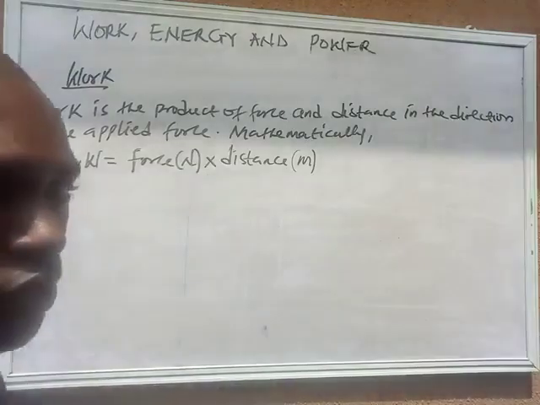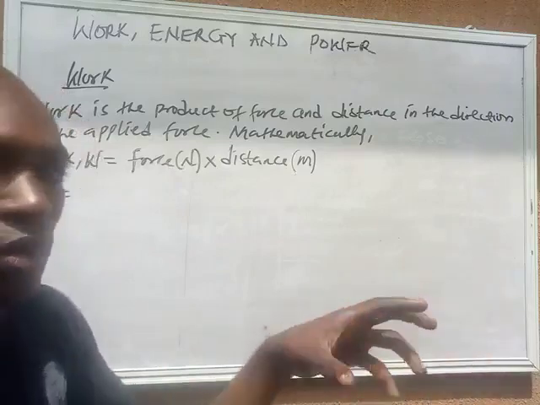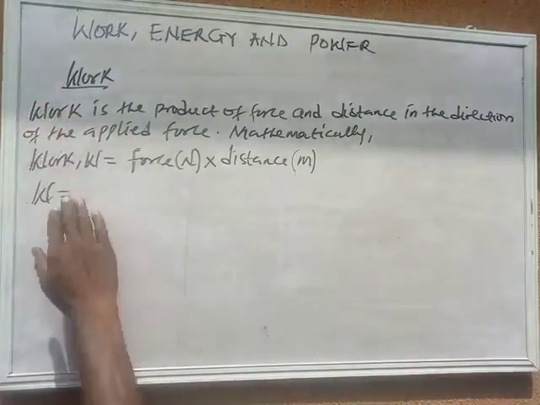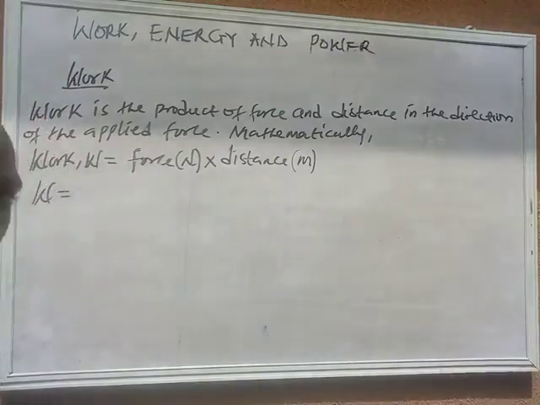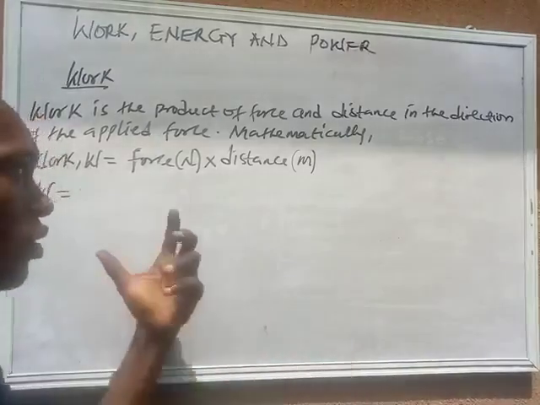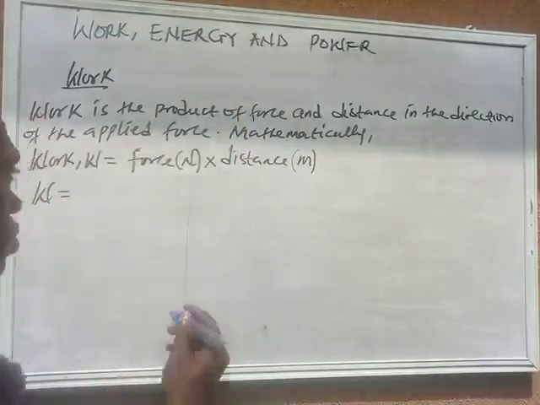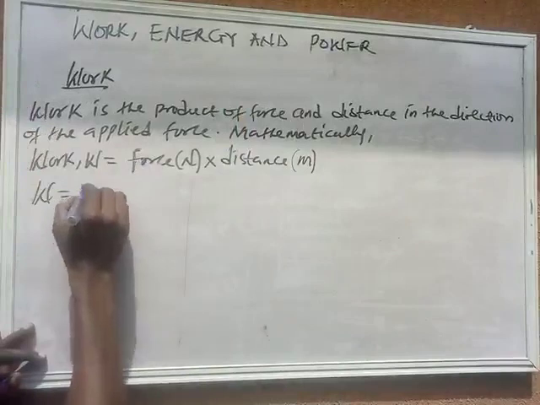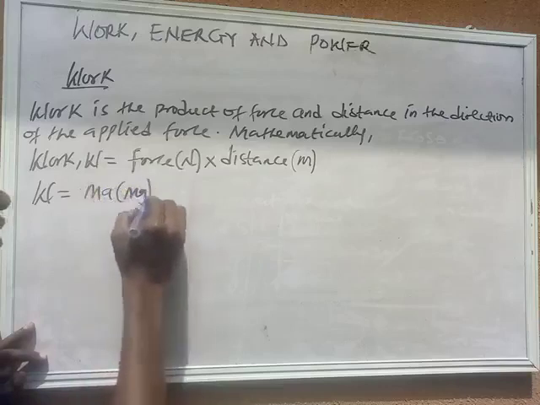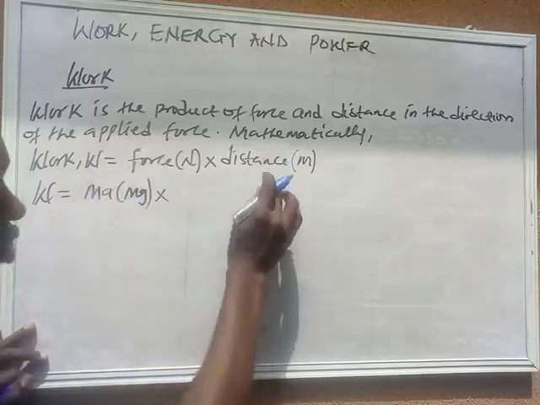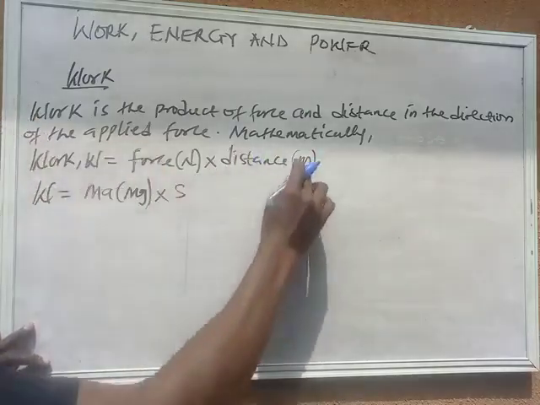Now, sometimes they give you a question, they will not give you force outrightly, but they will give you some parameters that will help you to look for the force. So force is the same thing as mass times acceleration. If the motion is linear, we use A. If the motion is vertical, we use G. So force can also be ma or mg. This can be used the same way. Distance is in meters, but we use S to represent distance.